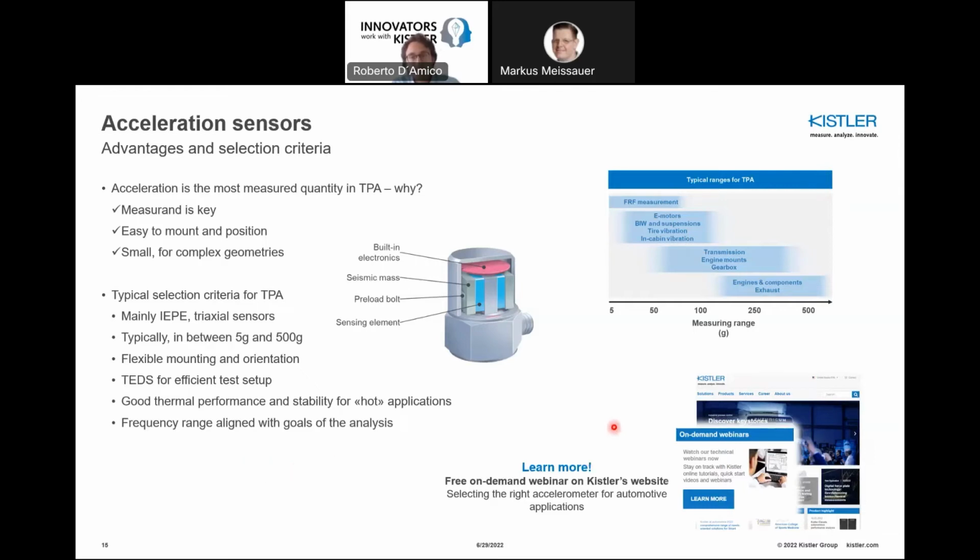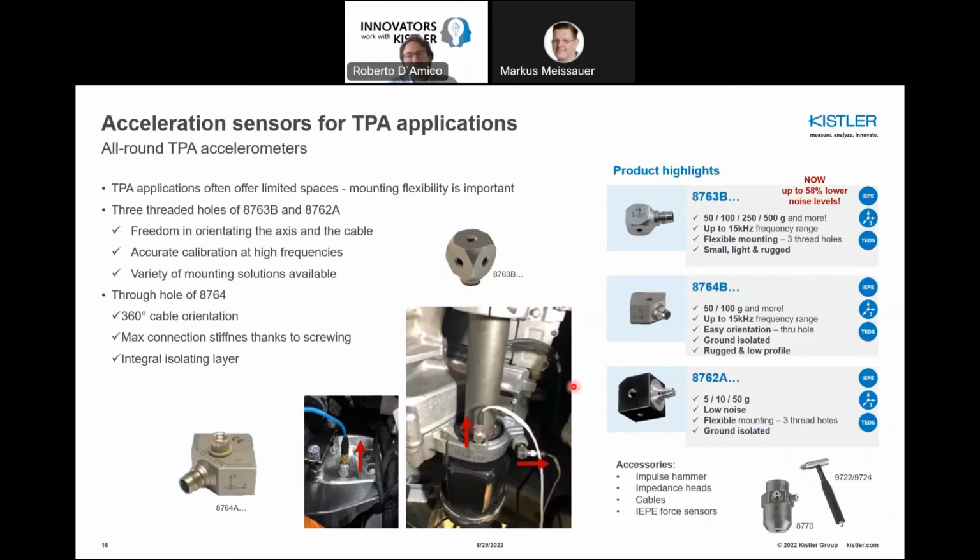And if you want to know more about selection of accelerometers in general, please have a look at our on-demand webinar on our webpage. So you can just go there. The name is Selecting the Right Accelerometer for Automotive Applications, and you will see how to select the accelerometers. Let's now have a look at some products.